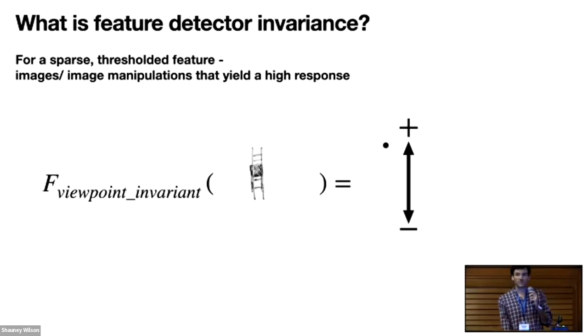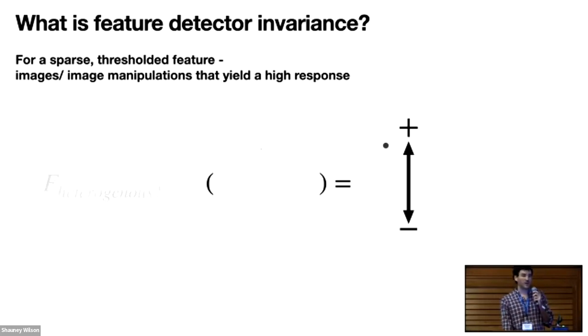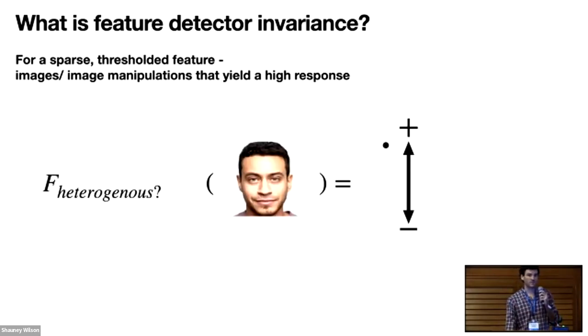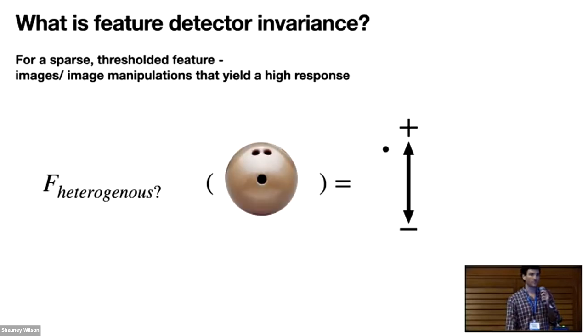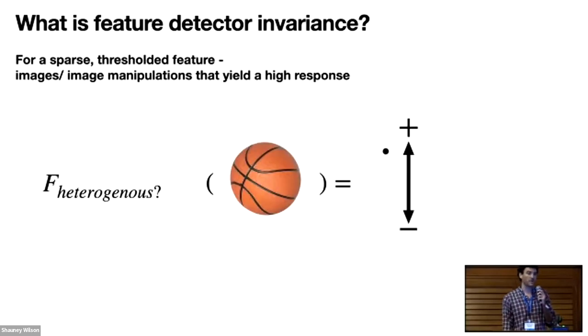You know, empirically in neural systems, you can find this other kind of invariance, right? Which I'll call heterogeneous invariance. So maybe you have a feature and it likes faces, but you observe that it also likes bowling balls and it also likes basketballs. So this is also invariance. Maybe we can understand it in the same way.